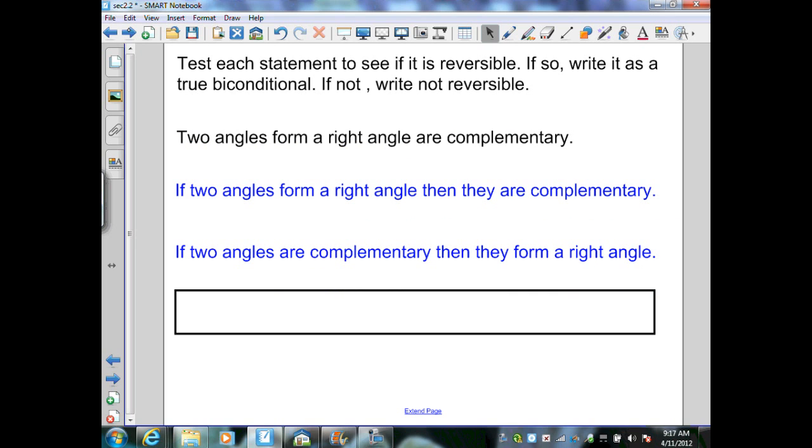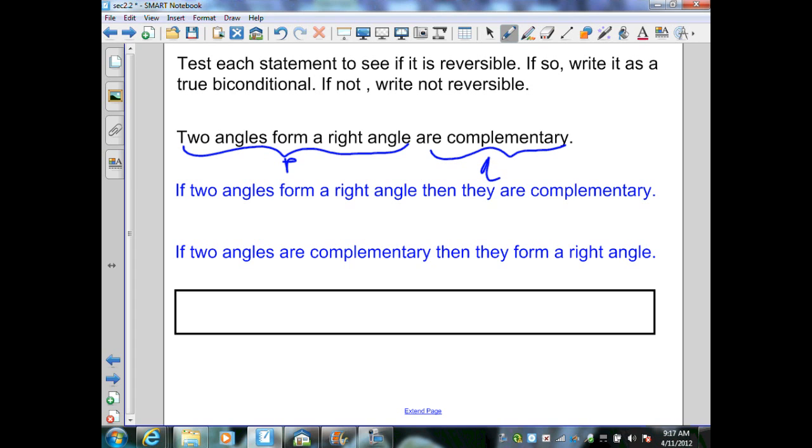Again, on this slide, they want me to test each statement to see if it's reversible. If so, write it as a true biconditional. If not, write not reversible. Here's my statement. Two angles that form a right angle are complementary. So two angles that form a right angle, that's P, are complementary is Q.